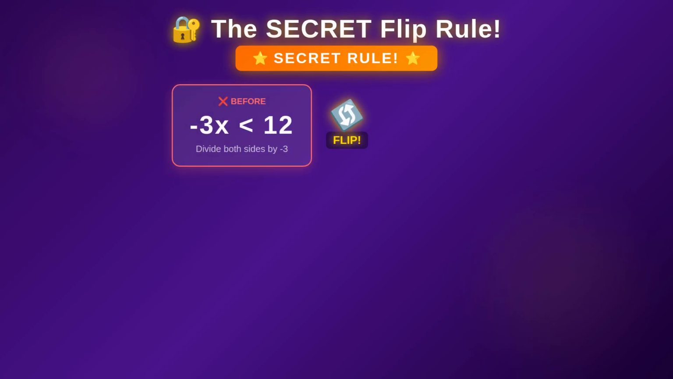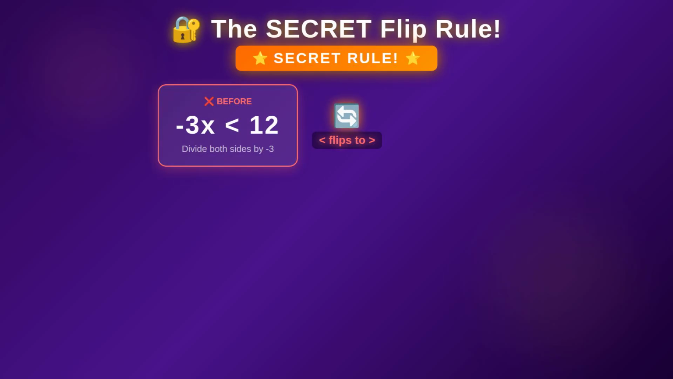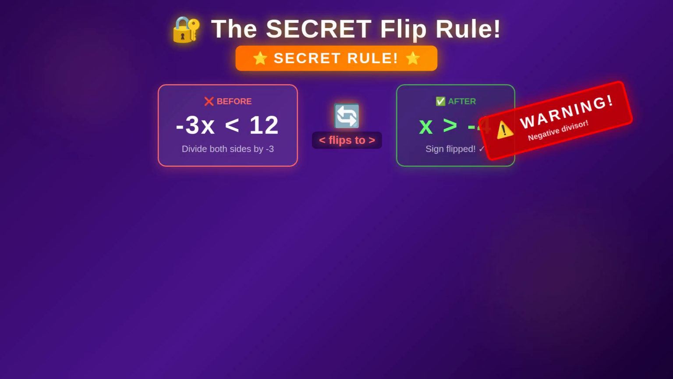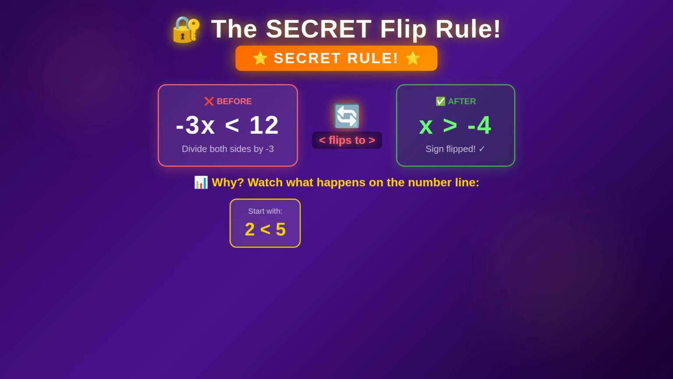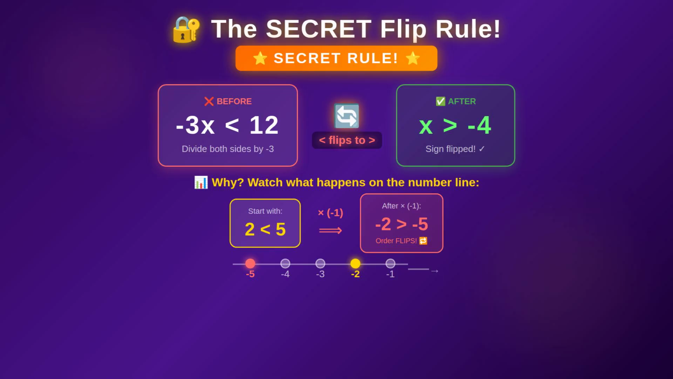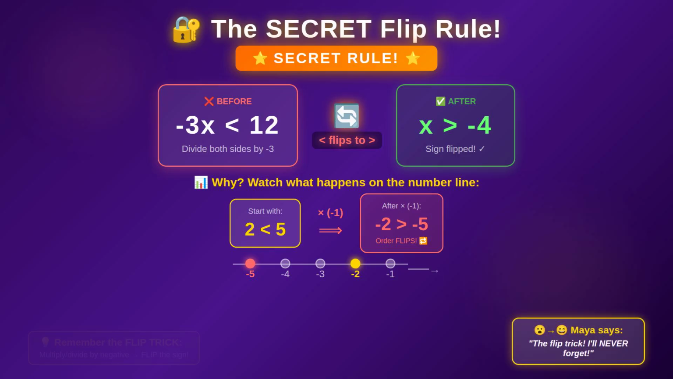Okay, here it is, the secret rule that trips up so many students. When you multiply or divide both sides of an inequality by a negative number, you must flip the inequality sign. Let's say negative 3x is less than 12. Divide both sides by negative 3, and because we're dividing by a negative, we flip less than to greater than, so x is greater than negative 4.